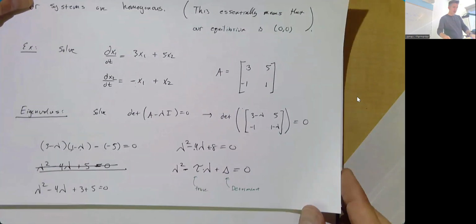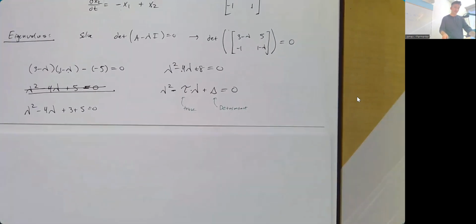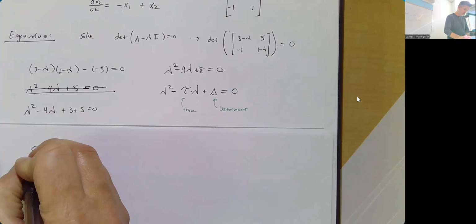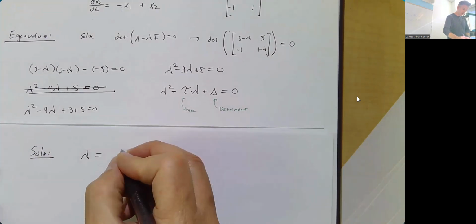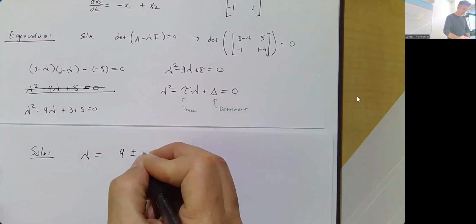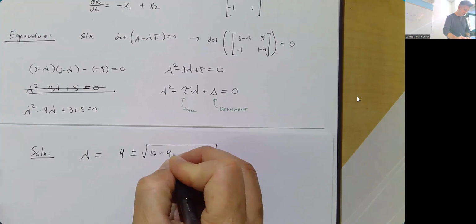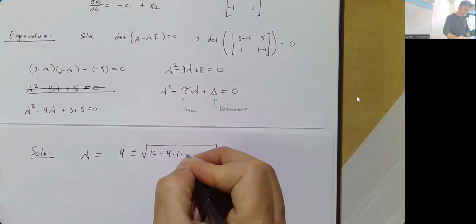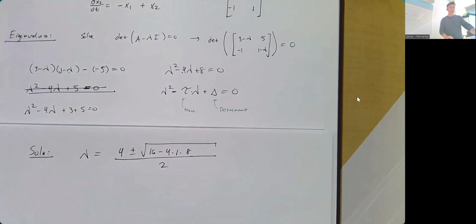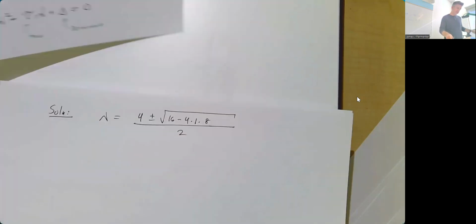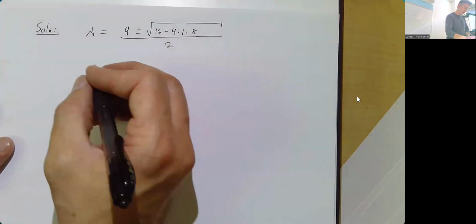So our solutions here are going to be not nice, but it's good to see ones that are not nice because sometimes they're not nice. So our solution is lambda equal to negative b plus or minus the square root of b squared minus 4 times a times c, all over 2 times a. So let's see what that gets us. I think they come out to be kind of nice imaginary numbers at least.